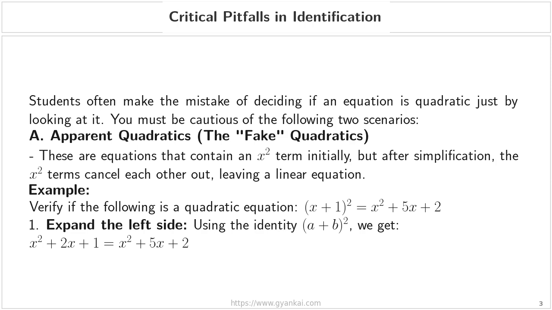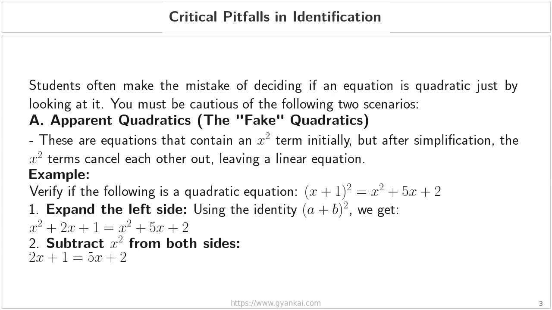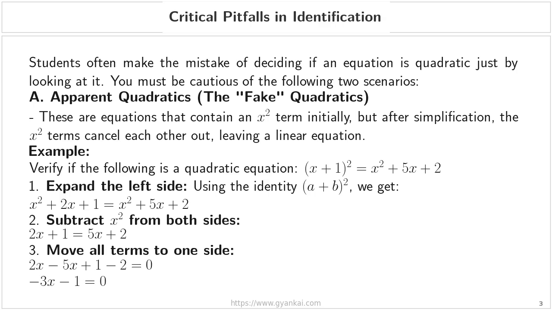First, we must expand the left side. Using our algebraic identity for a binomial squared, we expand (x plus 1) squared to get x squared plus 2x plus 1. Now our equation looks like this: x squared plus 2x plus 1 equals x squared plus 5x plus 2. Next, we simplify. If we subtract x squared from both sides of the equation, notice what happens. The x squared terms vanish. We are left with a much simpler equation: 2x plus 1 equals 5x plus 2. Now, following step 3 from our process, we move all terms to one side to set the equation to 0.